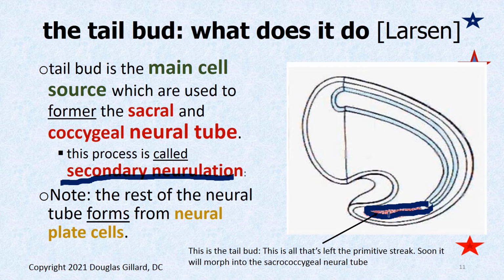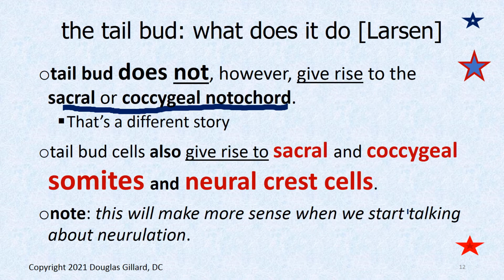And you can see that all these cells, we have a new crop of cells. And where do they come from? They came from the primitive streak. And they're going to morph into a tube-like structure and connect with this neural tube. And that process is going to be called secondary neurulation. So the primitive streak gives us one final gift. It actually makes part of the most caudal part of the spinal cord. That's the point there.